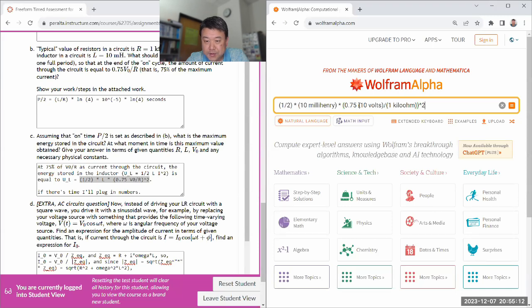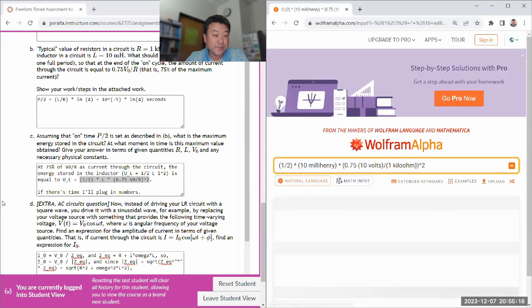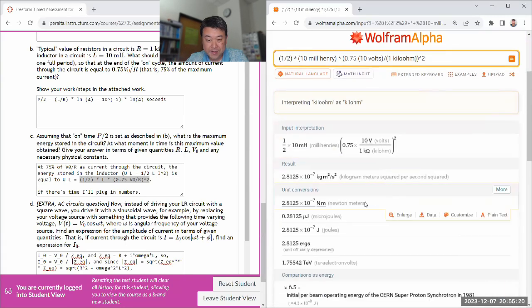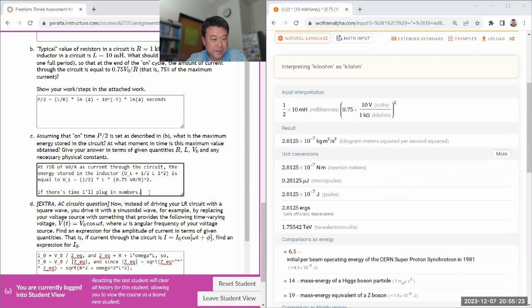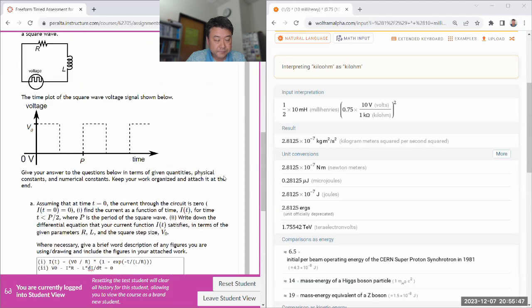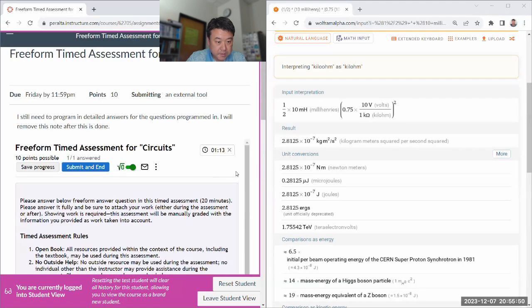The main thing I want to check is that my units come out right, because if my units come out right, that would mean I remember the formula correctly. If they don't, I didn't remember correctly. Okay, units come out right. So if the applied voltage V naught is 10 volts, this gives us a maximum stored energy of 0.2813 microjoules. Good. Okay, so that's I think everything.